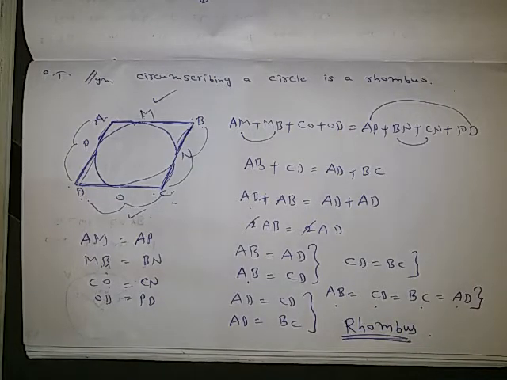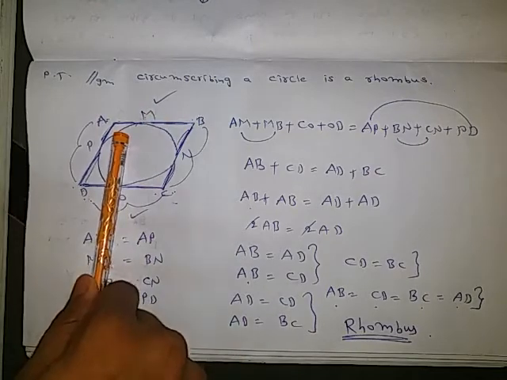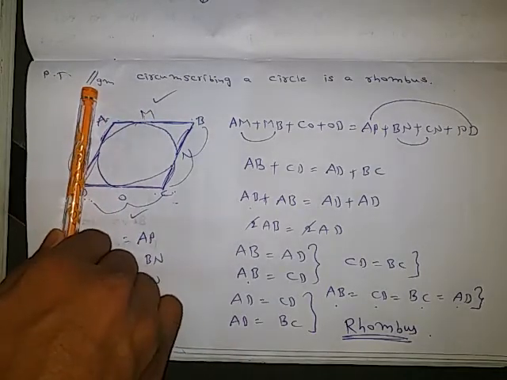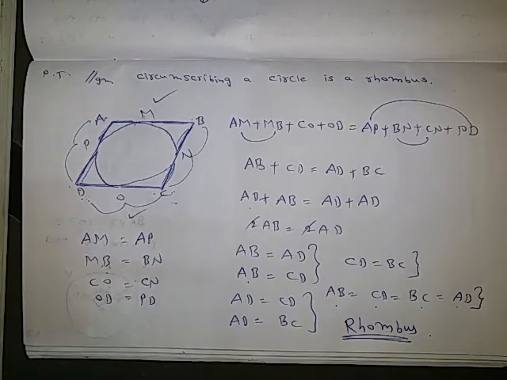All the four sides are equal in two figures. One is rhombus and one is square. But in this case, these angles are not 90 degrees because it is clearly mentioned that it is a parallelogram. So only one chance, that is rhombus. Okay, let's move to the next question.